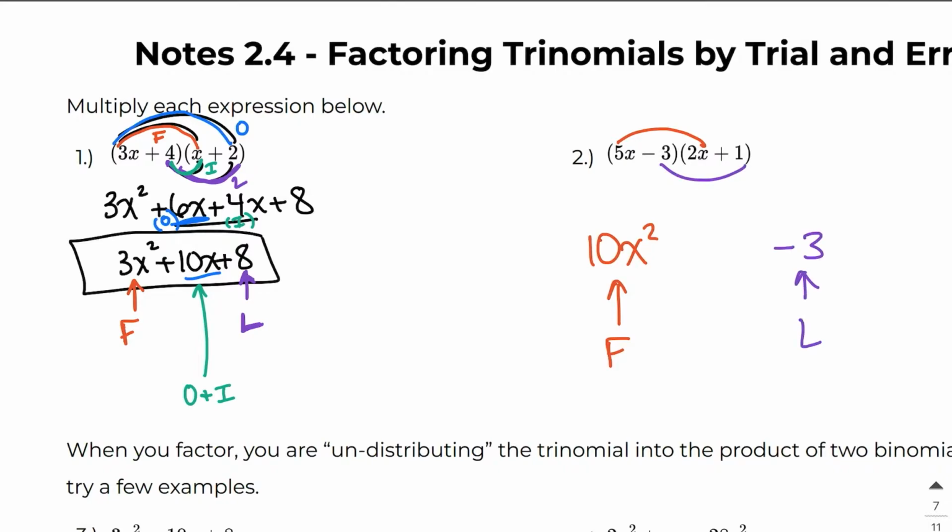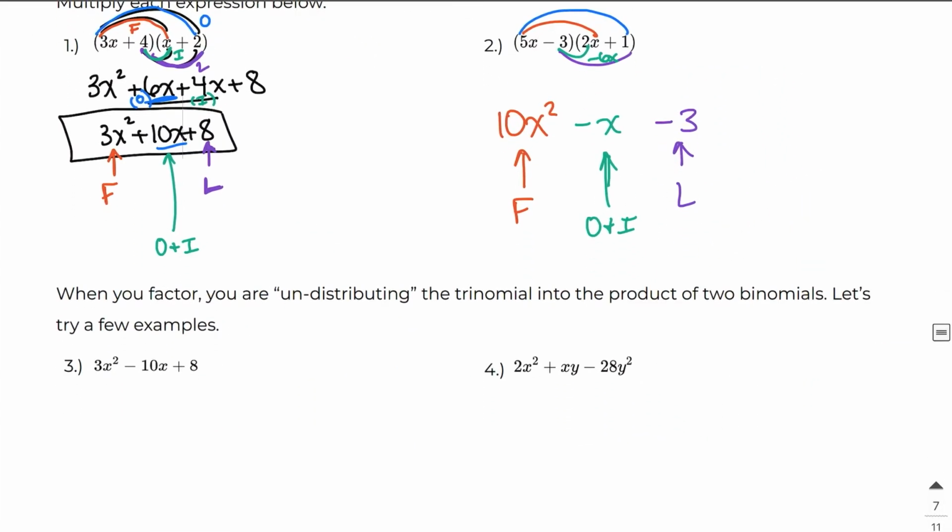So this right here is my L. And then the middle term that we have here is the combination of our outside term, which is this 5x, and our inside term, which is this negative 3 times 2x, which is negative 6x. And when I put them together, I would get negative x. And so this right here comes from the O and the I together. Okay? So when we factor, we're undistributing the trinomial to put it into a product of two binomials.